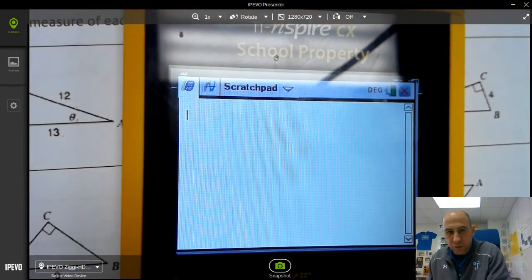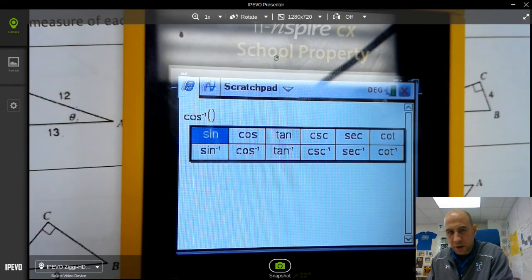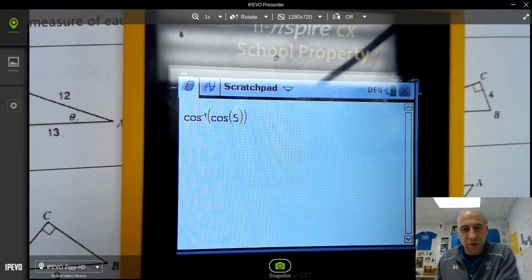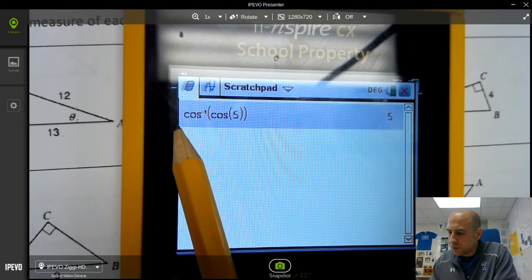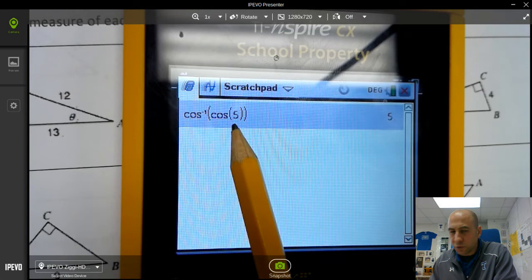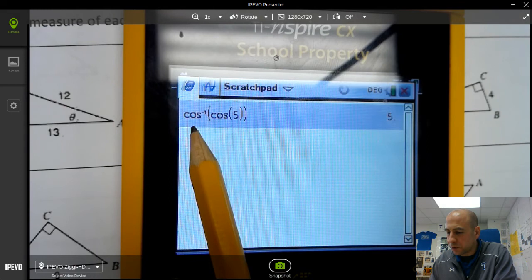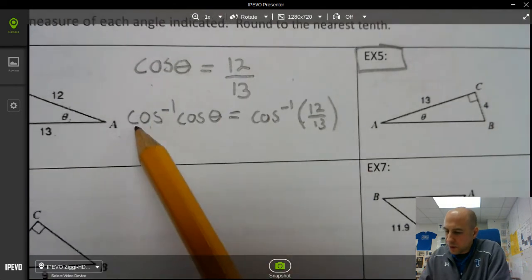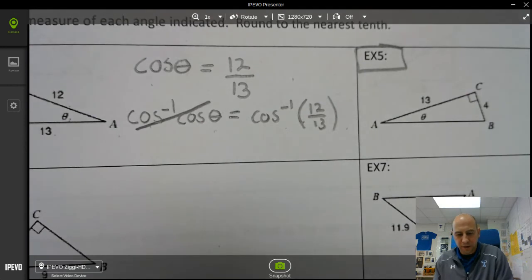I'm going to do cosine inverse of cosine, and I'm just going to pick some random number, let's just do 5. Before I press enter, think about what's going to happen. What I want you to see is that the inverse and cosine left you with just the 5, and so that's basically the theta. So if we take the cosine inverse of both sides, we'll be left with just the theta. So this becomes just theta, so you get theta equals cosine inverse of 12 divided by 13.